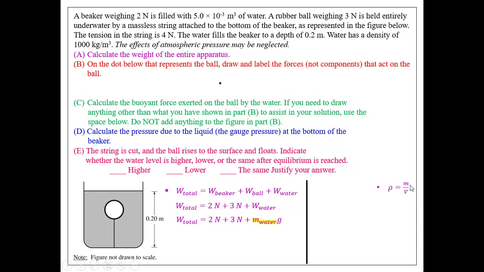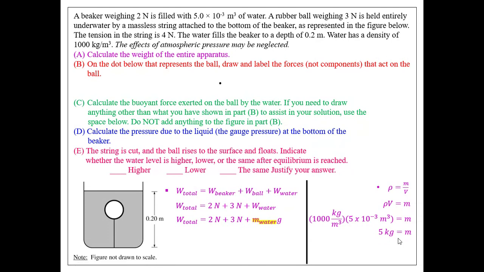So the only thing we don't know here is the mass, but to find mass, all we have to do is algebraically isolate for m by multiplying both sides by the volume of the water that's in the beaker. So I want to go ahead and do that, multiply both sides by V. Therefore, to find mass, I know density, I know volume, so I'm just going to do a little plug and chug. Density is given as 1,000 kilograms per meter cubed. The volume of water here is 5.0 times 10 to the negative 3 meters cubed, as stated in the wording. And if you simplify this on your calculator, you get a value of 5 kilograms.